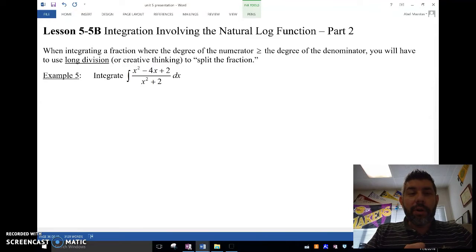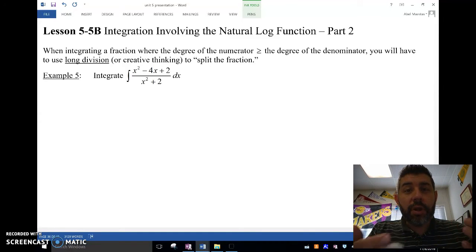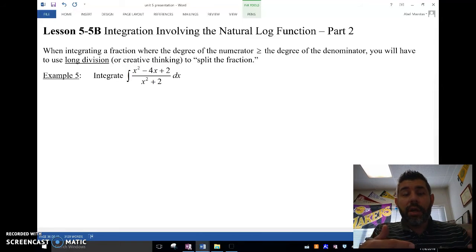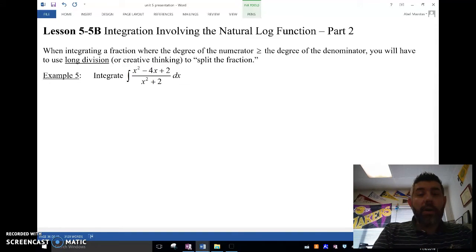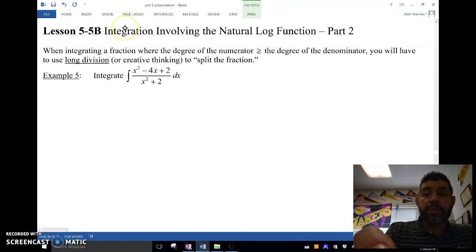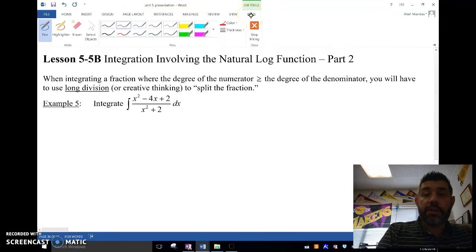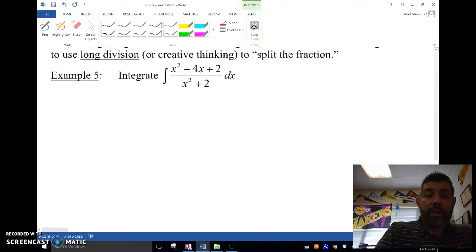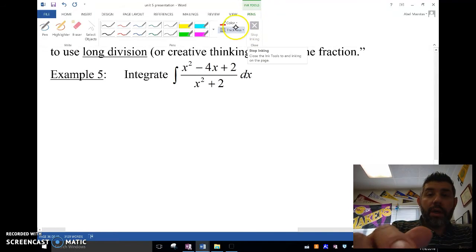Yep. So when you integrate a fraction where the degree of the numerator is greater than or equal to the degree of the denominator, like x squared over x plus 2, or x squared minus 4x plus 2 over x squared plus 2, like I have here, then you're going to need to use long division to simplify this out, okay? I'm going to zoom in a little bit on this in just a second, as soon as I can get my pen working here.